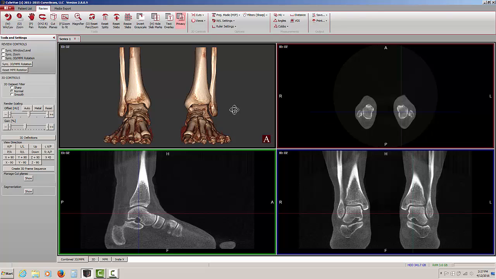Double clicking to go back to my 3D and MPR images. If I scroll on any one image, you would also see some movement of the slab line corresponding to the image that I am scrolling on. Again, I'm just using the wheel of the mouse.